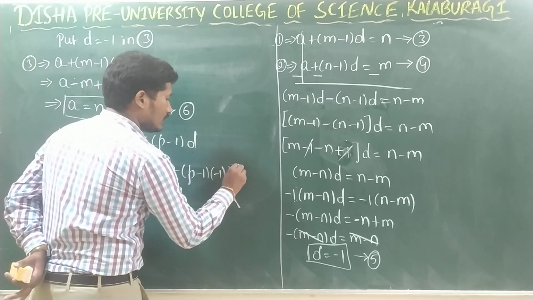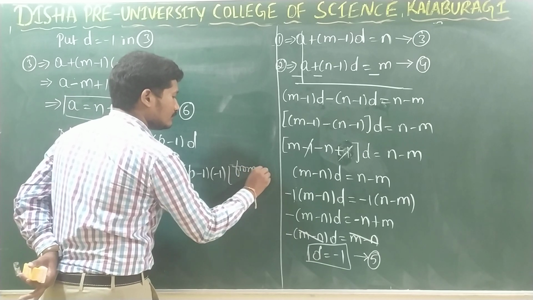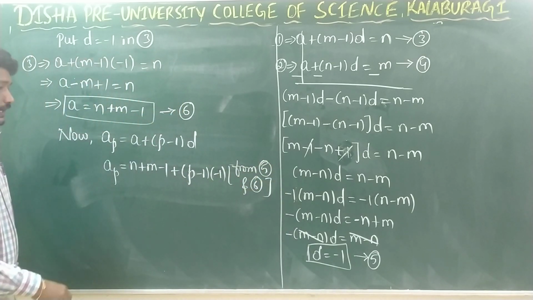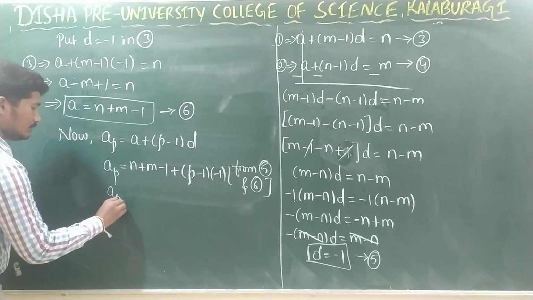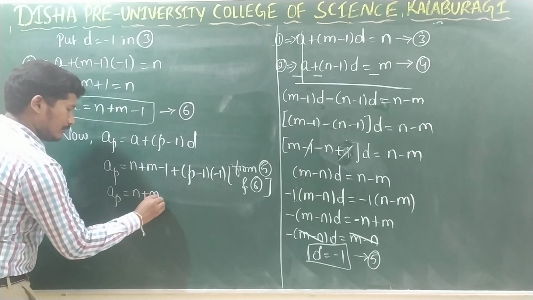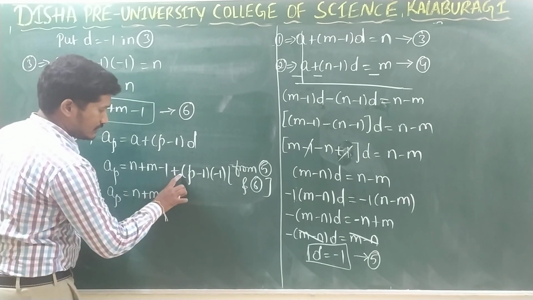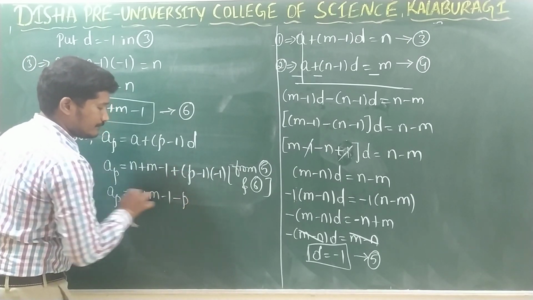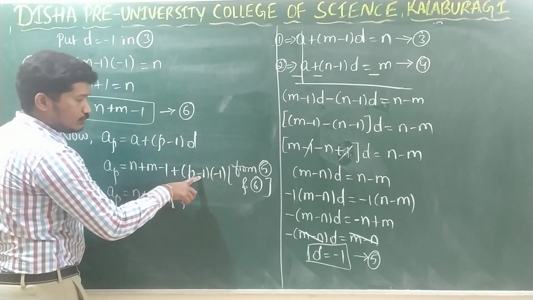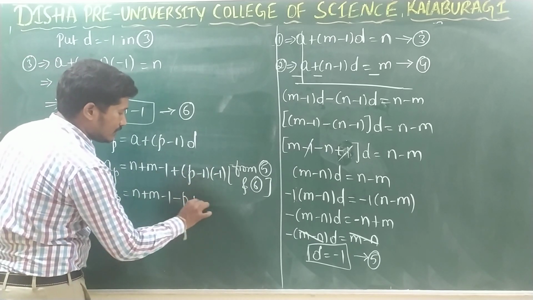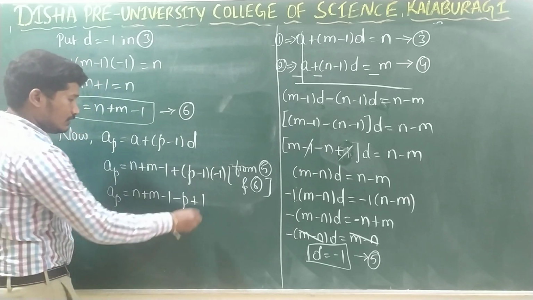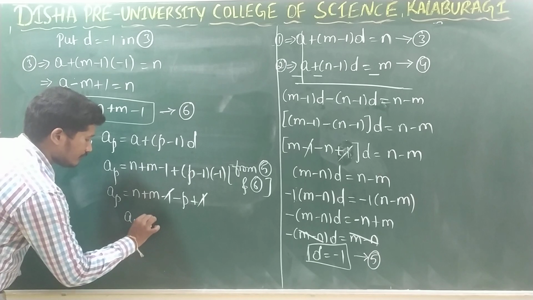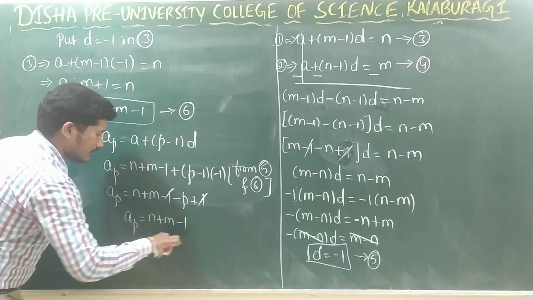From where did you substitute that? From equation 5 and 6. Right? So AP is equal to n plus m minus 1 as it is, plus into plus is plus, plus into minus is minus, 1 into p is p. Right? Plus into minus is minus, minus into minus is plus, 1 into 1 is 1. So plus 1 minus 1 get cancelled here. So your pth term will be n plus m minus p.